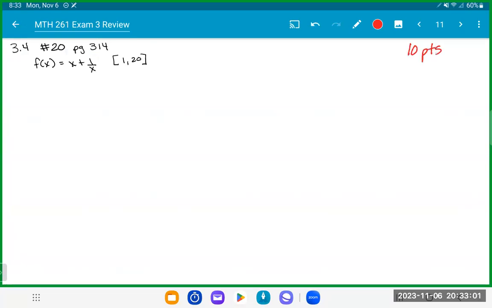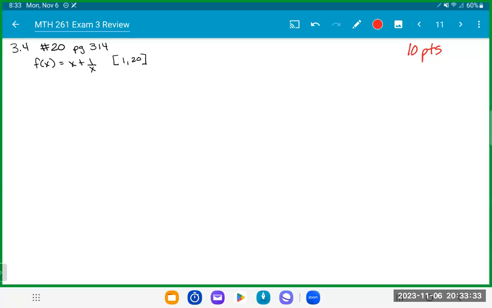This next problem is coming out of 3.4 on page 314. And this one is worth 10 points. And this problem is asking us to find the absolute maximum and minimum value of each of the intervals indicated, and then indicate the x values at which they occur. Okay.